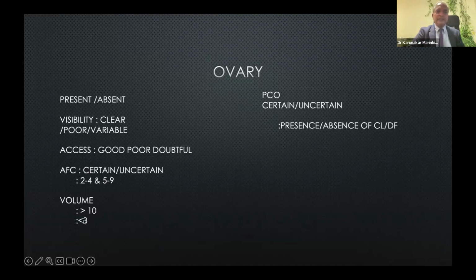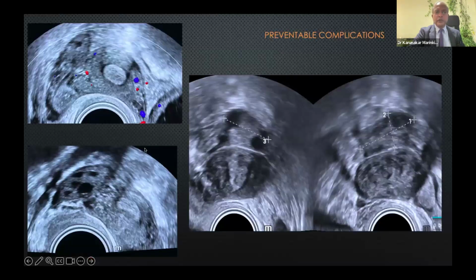So volume, obviously less than 3, reduces the response. PCO is a separate lecture on its own, but I'll share a couple of points on the PCO aspect. If the ovary shows no sliding sign, there's no sliding, you know you're going to have problems accessing it: myometrial trauma, endometrial hematoma, pelvic hematoma, post-operative pain, and fewer eggs being collected because your needle tip is not visible.